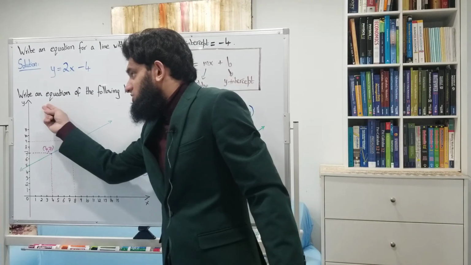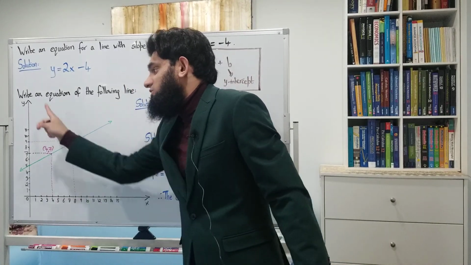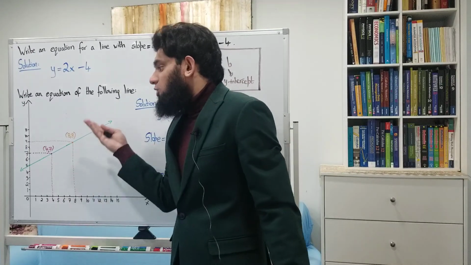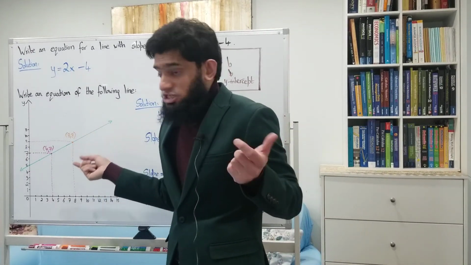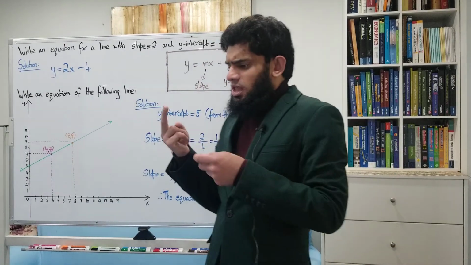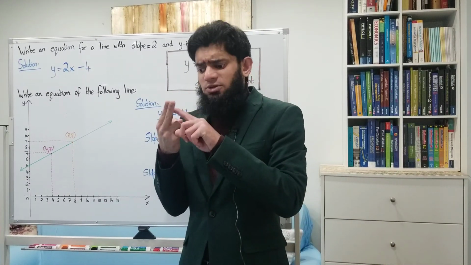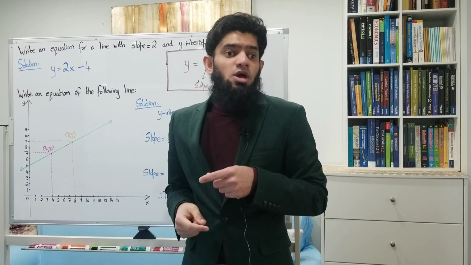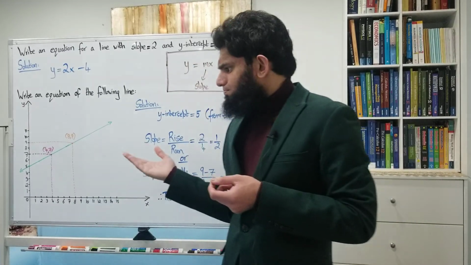So the next question is to write an equation of the following line. We have this line drawn for us here, and we want to find an equation in the form y equals mx plus b for this line. To write an equation in the form y equals mx plus b, we need to know two things. We need to know the slope and we need to know the y-intercept.